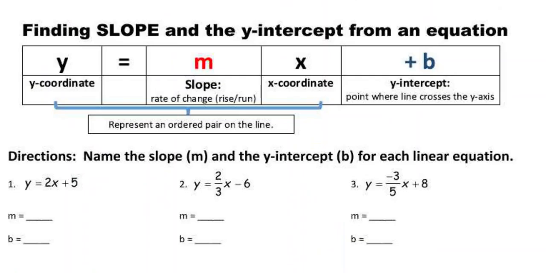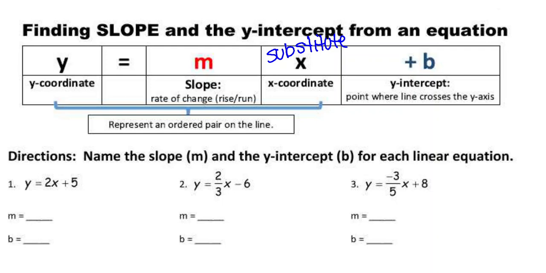Okay, so last thing we're going to talk about is finding slope and the y-intercept from an equation. So this is an equation of a line, and this is y-intercept form. So I have y equals, the m is my slope. That's your change, rise over run. Then you have your x coordinate that you can substitute in. And then you have your b. Your b is your y-intercept. That is where your line will cross your y-axis.